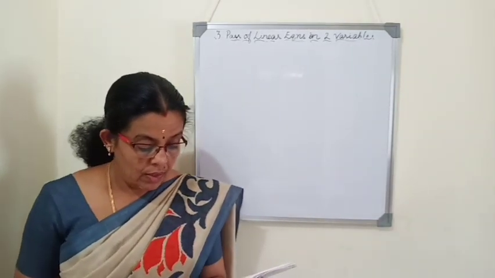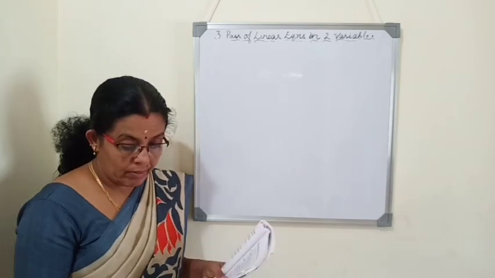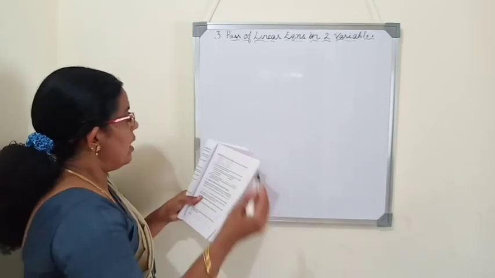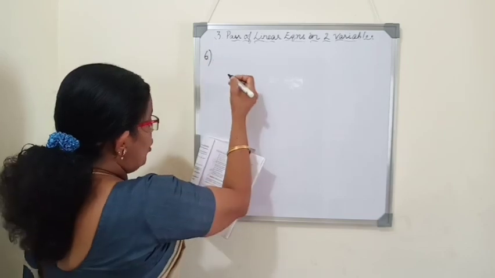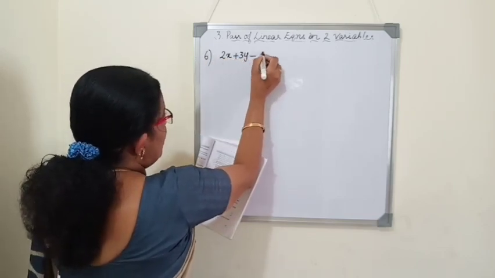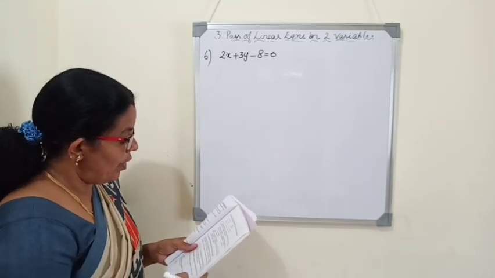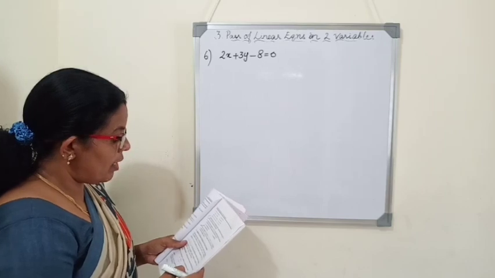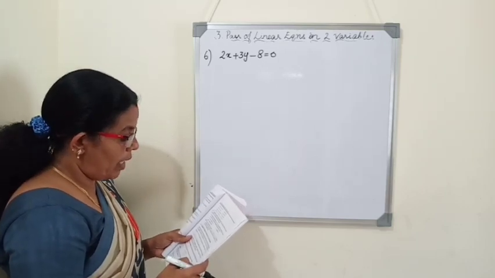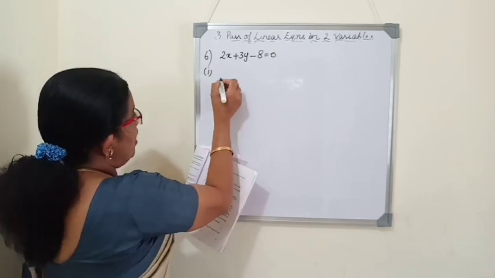Sixth question: given the linear equation 2x plus 3y minus 8 equals 0, write another linear equation in two variables such that the geometrical representation of the pair so formed is, first one, intersecting lines.